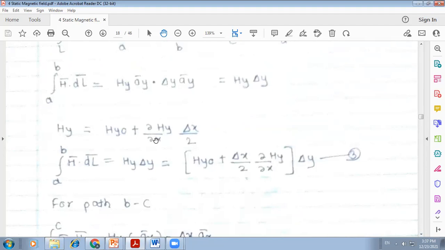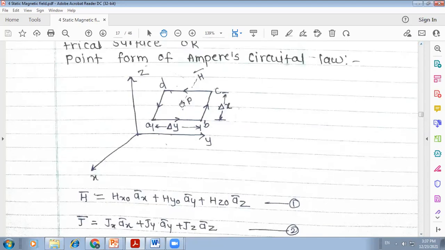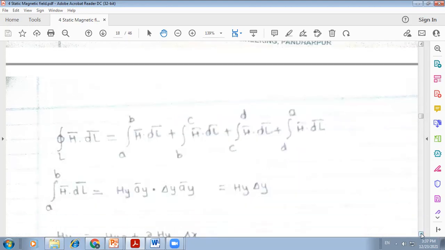So it is plus dabba hy upon dabba x into delta x upon 2. Then why is it delta x upon 2? Because if you consider this point P, it is the distance from point P to this path AB. Now the total distance from B to C is delta x. Point P is located at the center, at exact half. So the distance from point P to path AB is nothing but delta x upon 2. So that is the formula.